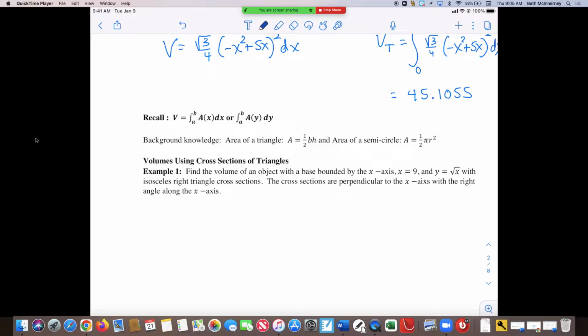All right, let's pop now back to example 1. Let's take a look at the volume of an object with a base bounded by the x-axis, x equals 9, y equals the square root of x, with isosceles right triangle cross sections, and the cross sections are perpendicular to the x-axis with the right angle along the x-axis. A little typo. So let me give you a moment to make a sketch, and let's see if you can get the region.